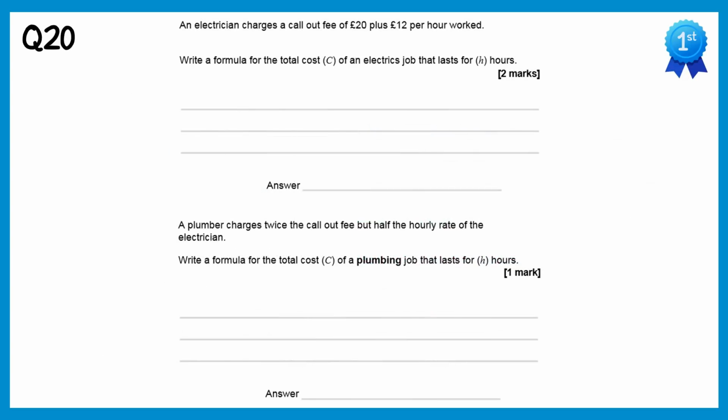For this question, we have an electrician that charges a call-out fee of £20, and then it's £12 per hour worked. We need to write a formula down for cost, so we'll start with C equals for cost equals. We know it's always £20 for a call-out fee, and then we need to add to that the amount of money for the hours worked. Now it's £12 per hours worked, and it tells us they work for H hours, so you times the number of hours by 12, so 12H. So we just add to this 12H.